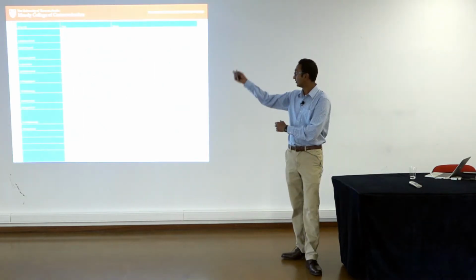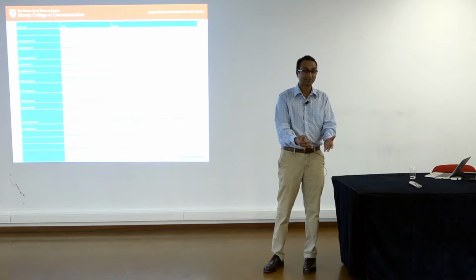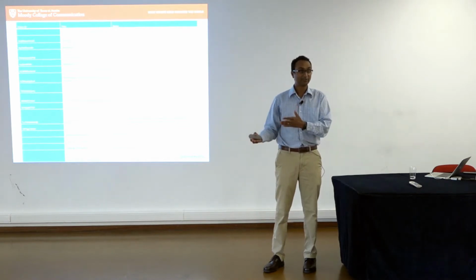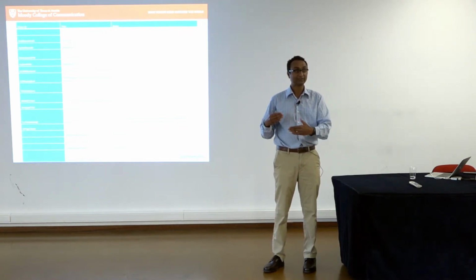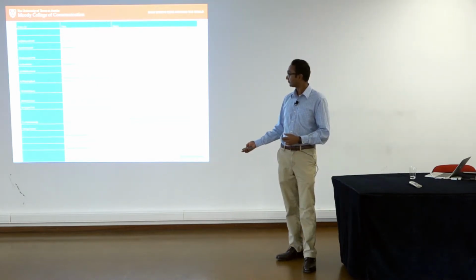So what I did is actually made this list, and you can see here, again, very small, a list of the video IDs, which are from YouTube, all of them probably deleted now. The actual titles, like Mujah Tweets, Islamic Caliphate, Mujah Tweets, Raqqa Market, ISIS Video, Flames of War Trailer, Deterring the Hirelings, etc. I saw if I could find these videos that the journalists recommended, and if I could, went through and classified them as seeds, and if I couldn't, didn't. And that's how I ended up with the 11 video number.